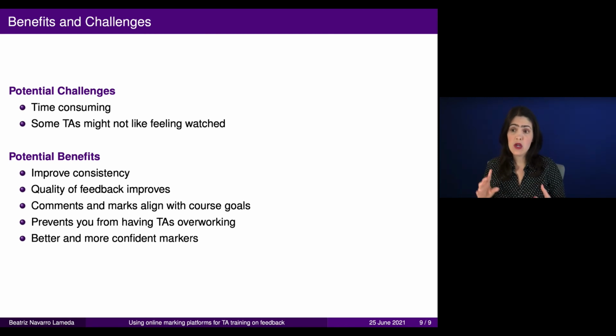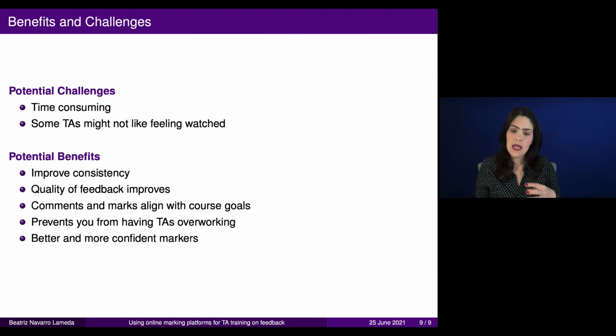So we improve consistency because we now work as a team and we make sure that everyone is on the same page. The quality of the feedback improves because everyone is making a conscious decision of what to tell the students and how to help them improve. Comments and marks now align better with the course goal for the same reason. It also prevents you from having TAs overworking. When you ask TAs to do a very good job at giving feedback, one of the biggest risks is that they will spend too much time on that. And it will take time from other responsibilities that they have as students.